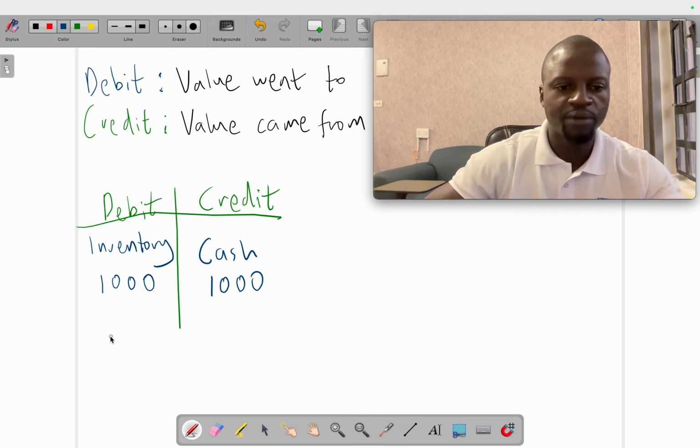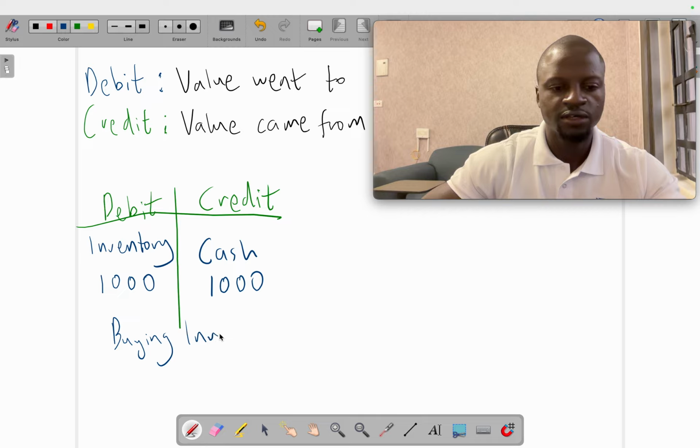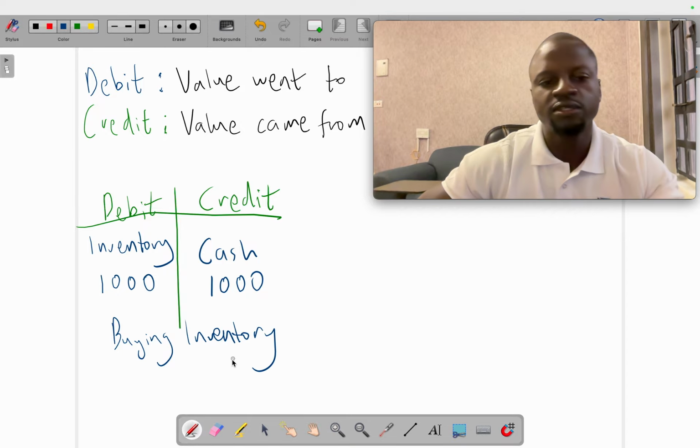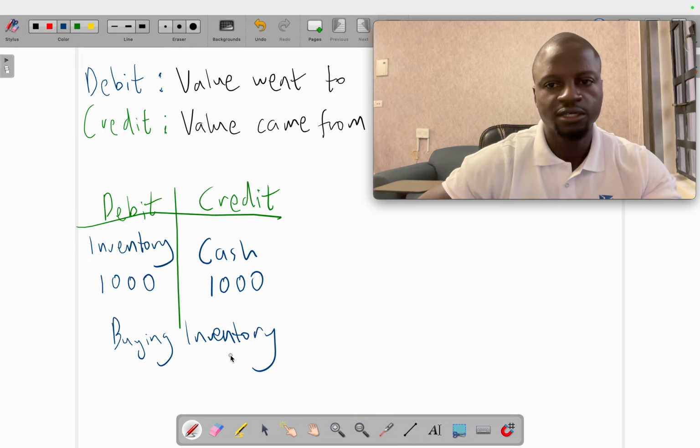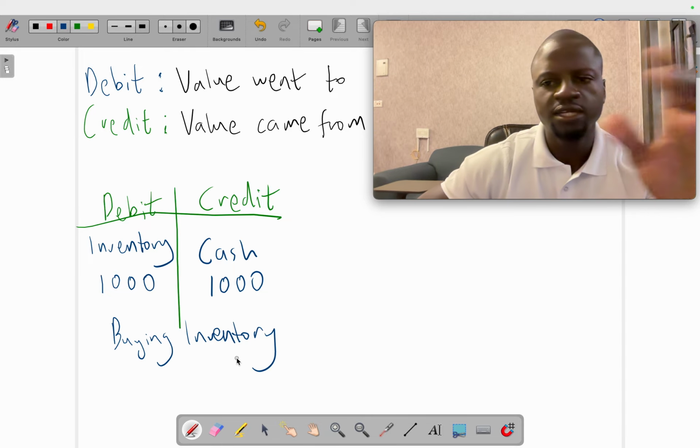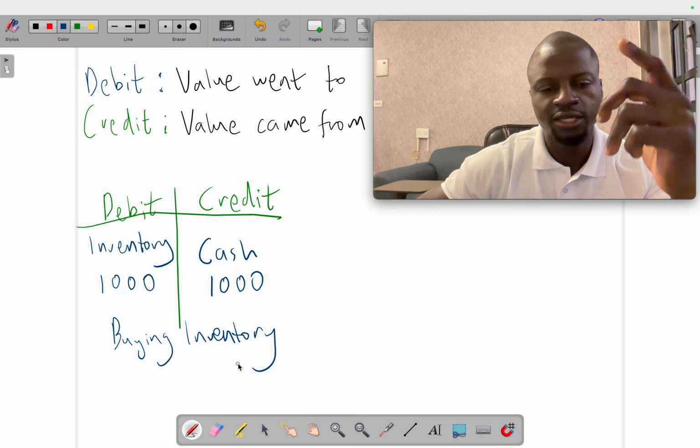So this is where you're buying inventory. So value just moved. That value really just transformed from cash to inventory. And that movement has been recorded by debit and credit.